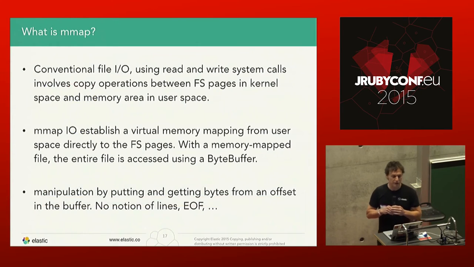Okay, so now an alternative is to use memory mapping. Conventional file.io uses read and write system calls, and that involves a copy operation between the file system pages in kernel space and the memory area in user space. So there's always a copy going on. But memory mapped I/O uses a virtual memory mapping from the user space directly to the file system pages. With a memory mapped file, the entire file is going to be accessed using a byte buffer class. So you actually manipulate the underlying file just as a byte array, and you put bytes and get bytes. You don't have anything like read lines or anything like that. It's just a big byte array that you manipulate.